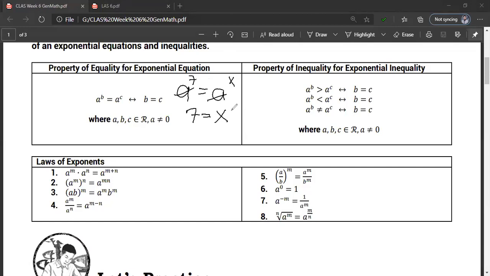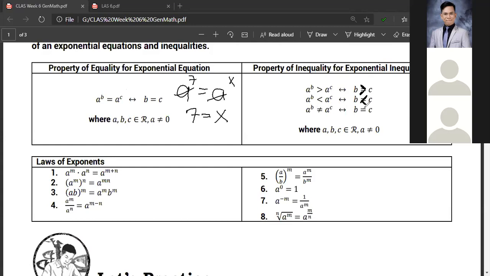Ganun din yung sa property of inequality for exponential inequality. Pag greater than, if a raised to b is greater than a raised to c, therefore b is greater than c. O kung less than naman. Kapag not equal din, of course. Medyo typo lang.